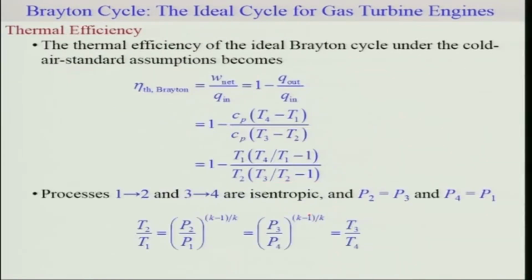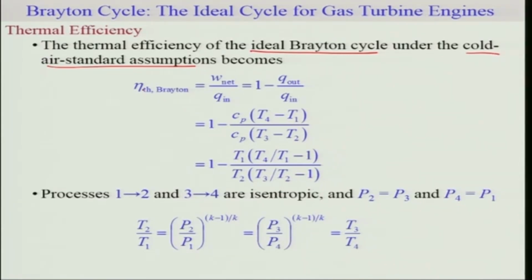We can also evaluate the thermal efficiency of this ideal Brayton cycle, and we will consider the cold air standard assumption, which essentially means that the air is considered an ideal gas, and cold means we are going to consider Cp at a typical value at 25 degrees Celsius.